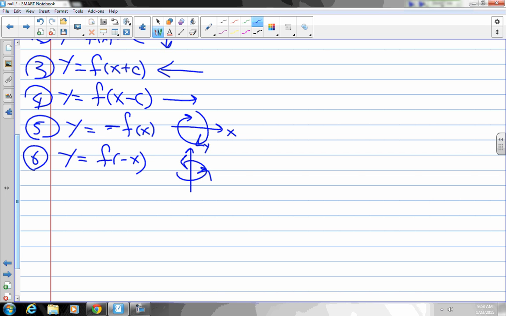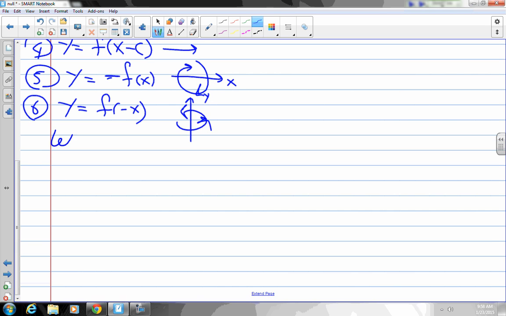Now the other two, I'm going to say let c be greater than 1. So then y equals c times f of x. So I'm multiplying the y values by a number bigger than 1, so everything will happen as expected. Things will grow. So we'll stretch. Well, let's come up with a symbol for stretch vertically.